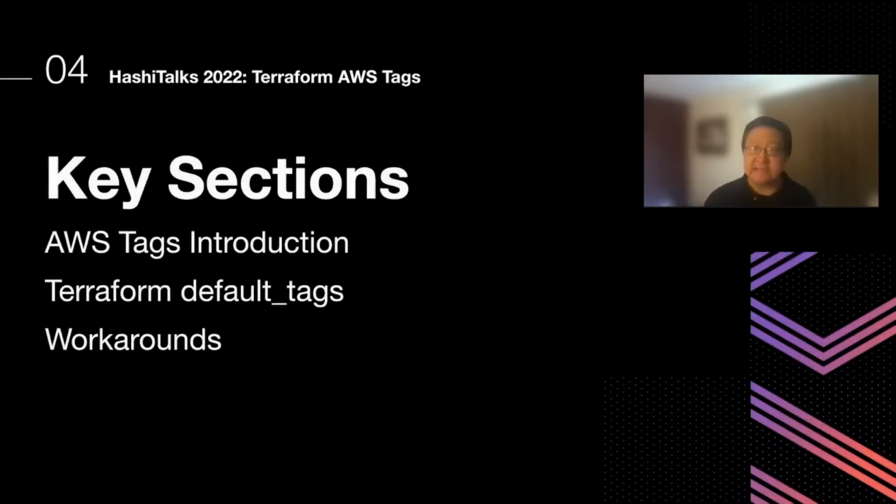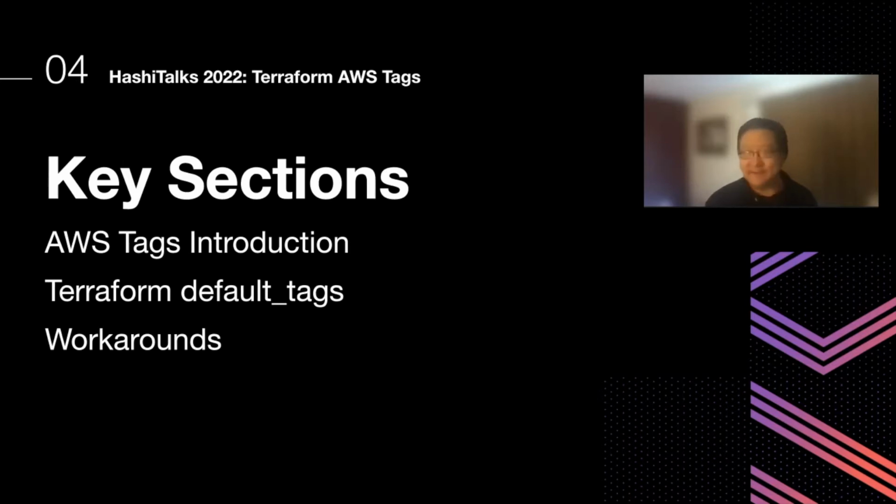There are 3 key sections to this talk. One is just a quick introduction of AWS Tags for people who may not be familiar with it, and some of the things you can do with AWS Tags to help better manage your infrastructure. The second part is the meat of this talk, using the new feature Terraform default tags to automatically tag everything that Terraform touches in your AWS infrastructure.